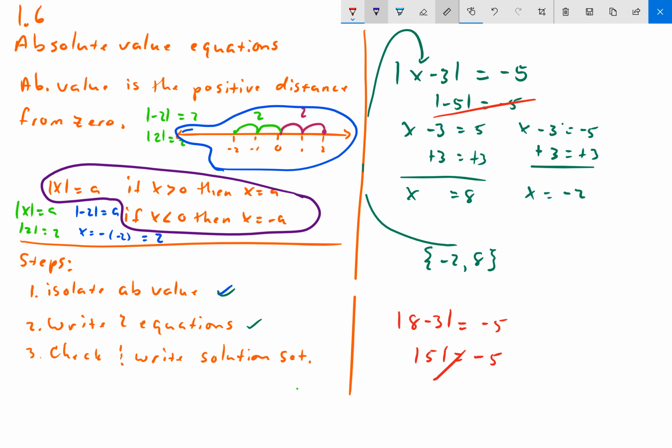And the reason why is this. The absolute value of x can't equal a negative value. Just like that. Because it's the positive distance away from 0.